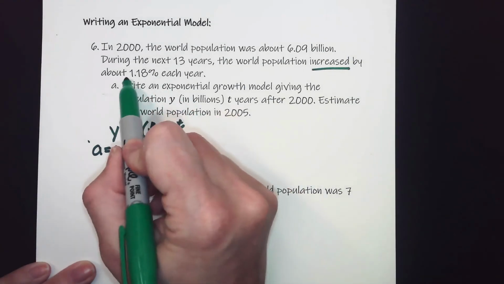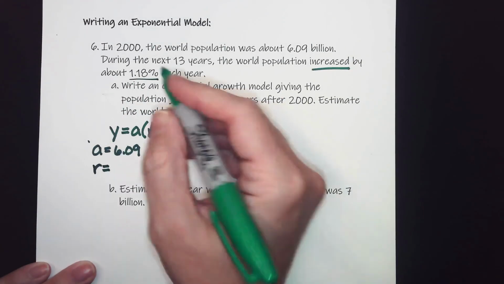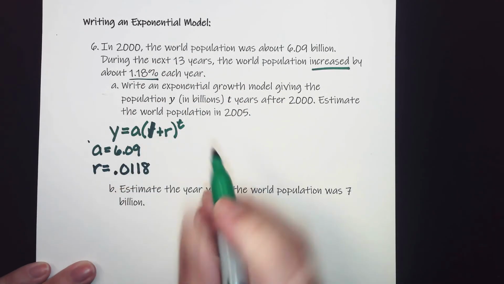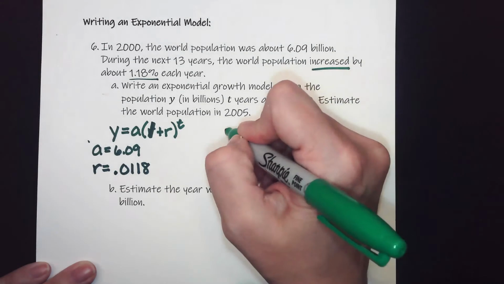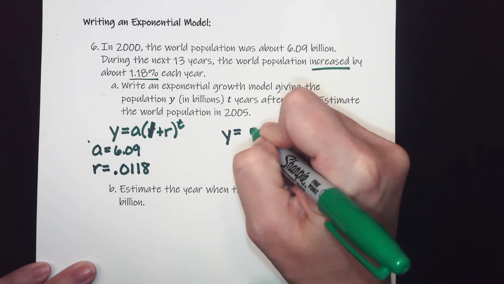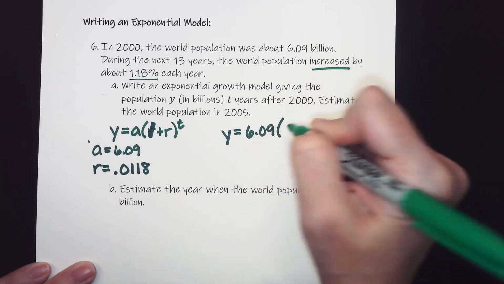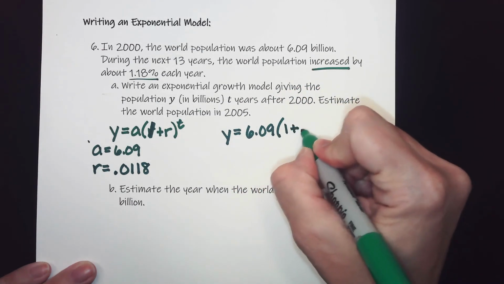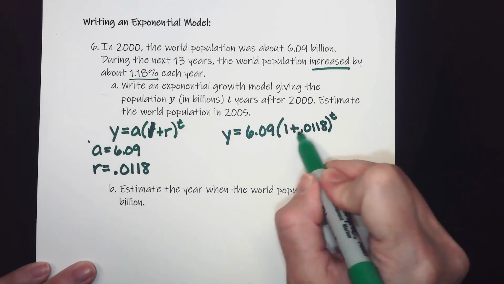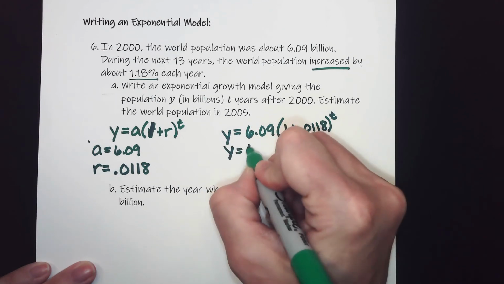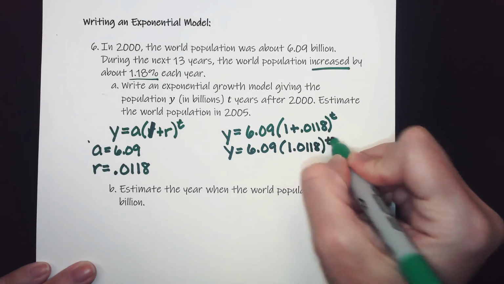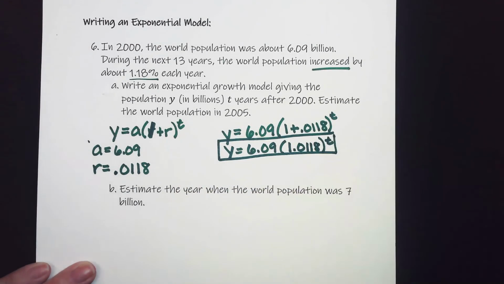Then it gives me my rate, which I have to write as a decimal, so we move that decimal 2 places to the left, so it's 0.0118. So I'm going to get my equation here, and it will be y equals 6.09 times 1 plus 0.0118 to the t power. So y equals 6.09 times 1.0118 to the t power. There's my equation that I'm going to use.